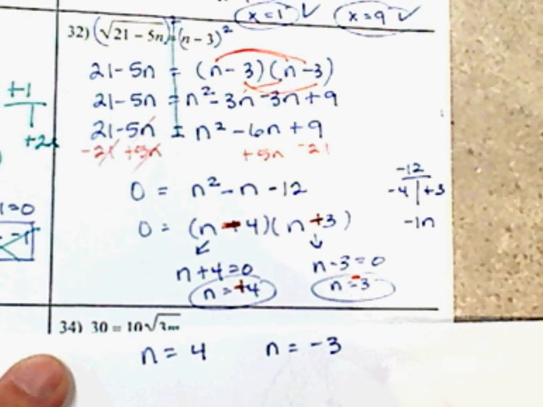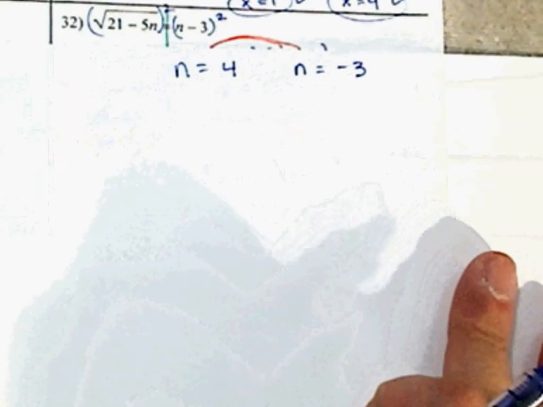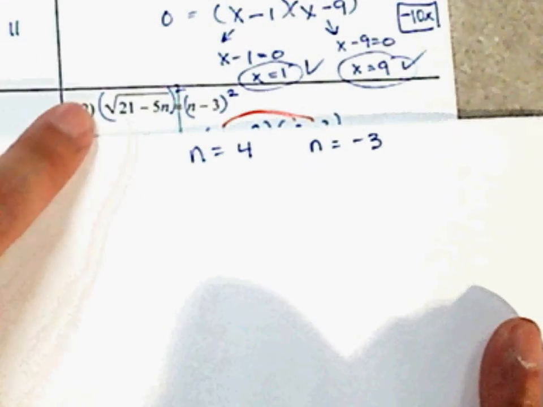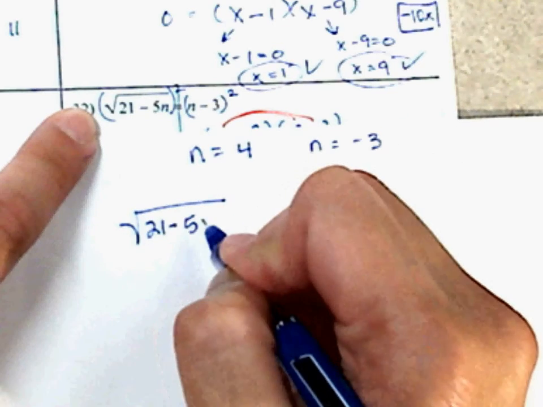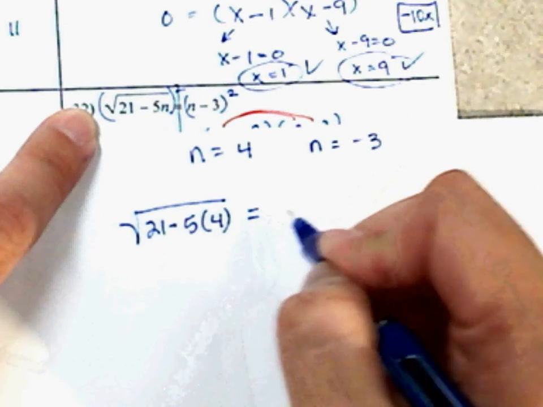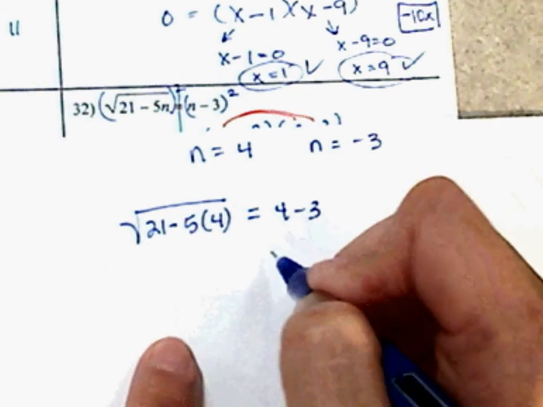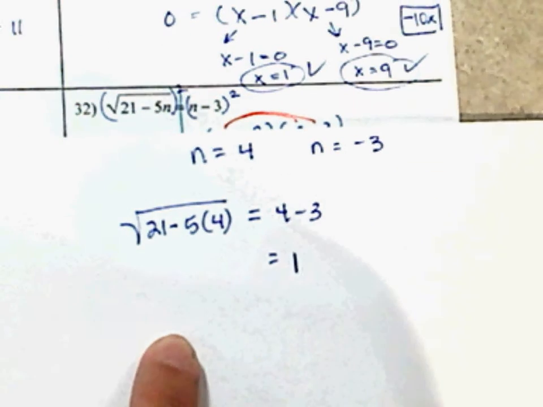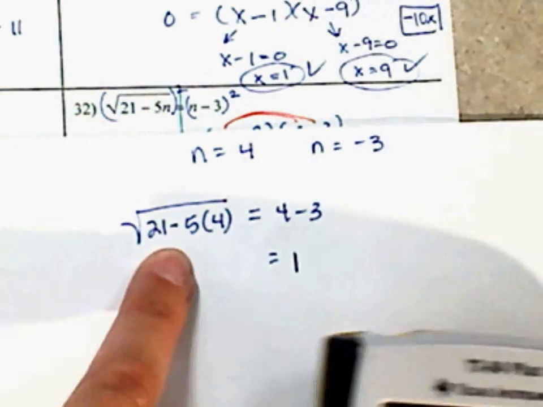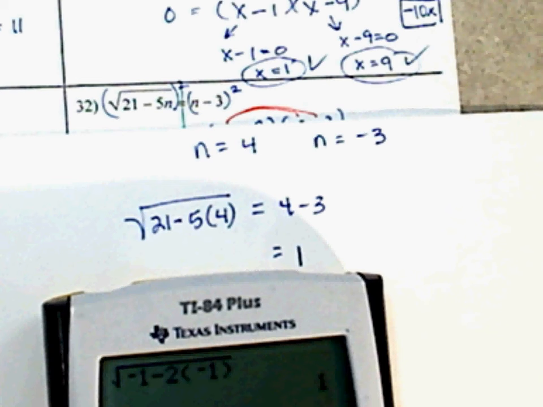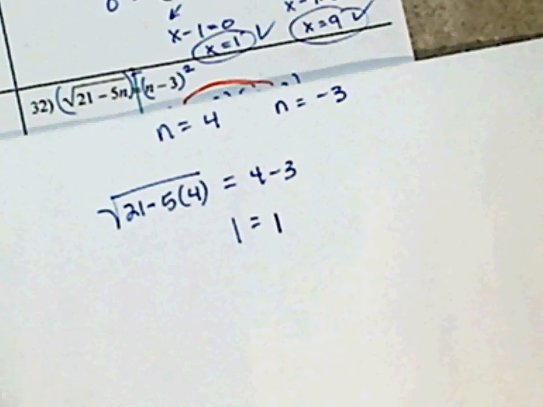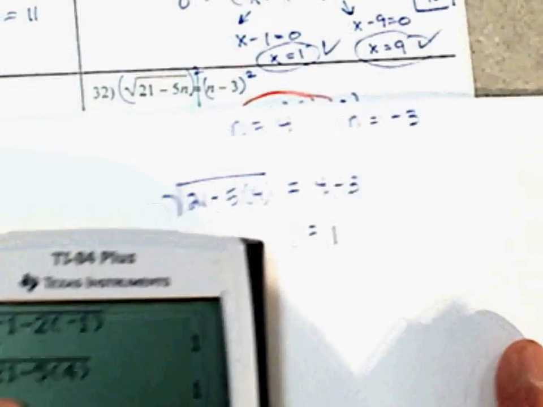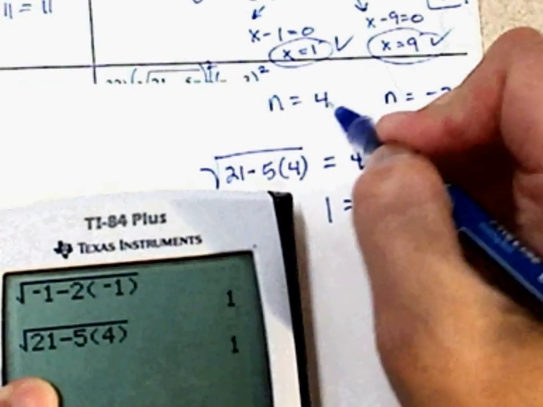Okay? Go to the original problem and check. Here's your original problem. Square root 21 minus 5 times n, which is 4, is equal to 4 minus 3. 4 minus 3 is 1. Type that into your calculator. So you have 21 minus 5 times 4, and that gives you 1. Okay? Just like that. So this one works. 4 is the correct answer.